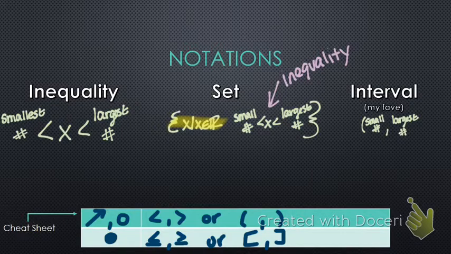So all three of our notations have the same information. So they're all smallest to largest. But in interval notation, you just write the two numbers with parentheses or brackets around it. In inequality notation, you write the two numbers with an inequality in the middle. And set notation, you write inequality notation with a bunch of fancy stuff at the beginning.